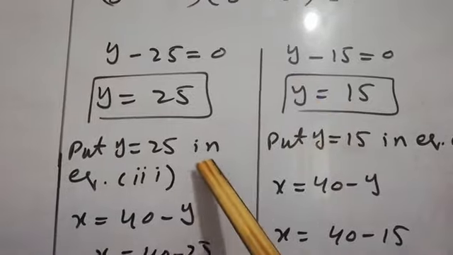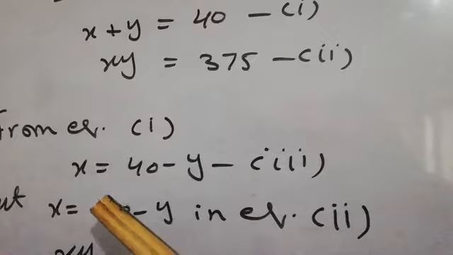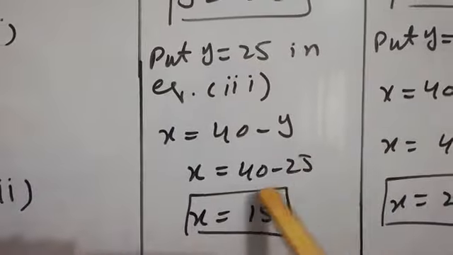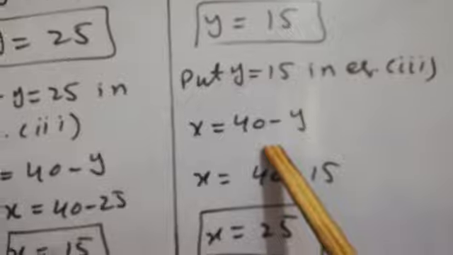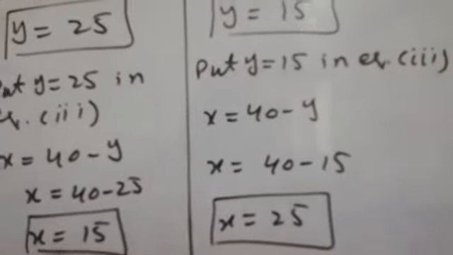So we will put the value of y, 25, in equation number 3. Equation number 3, you can see, is x equals 40 minus y. So we will put it in and we will get the value of x, which is 15. And also when we put the value of y, 15, in equation 3, I will get the value of x, which equals 25.